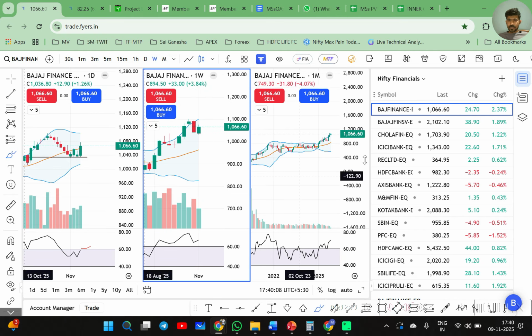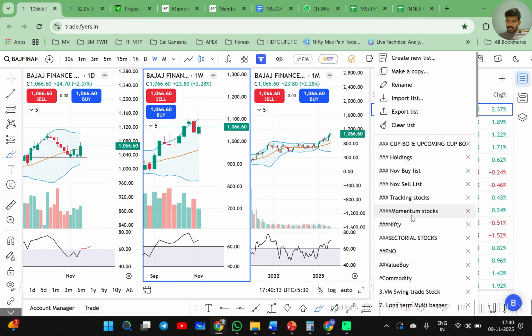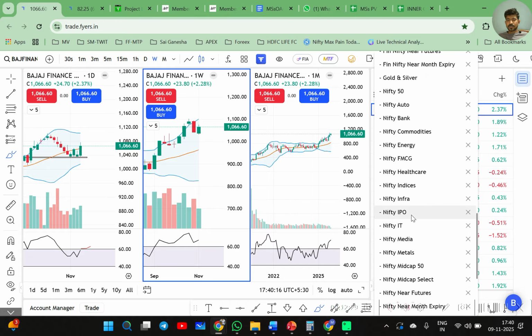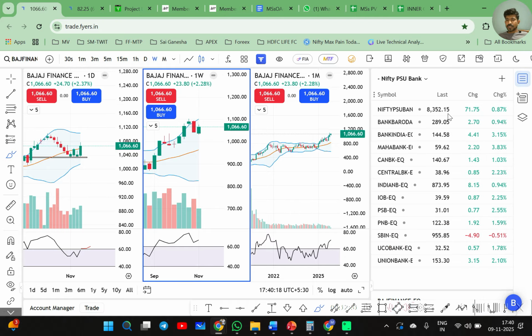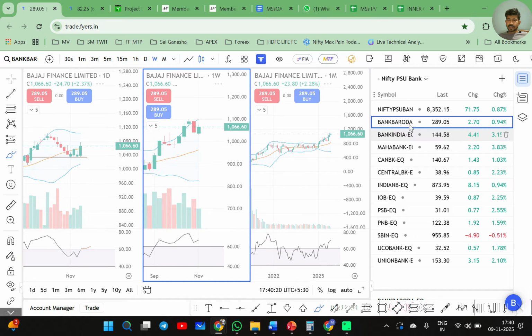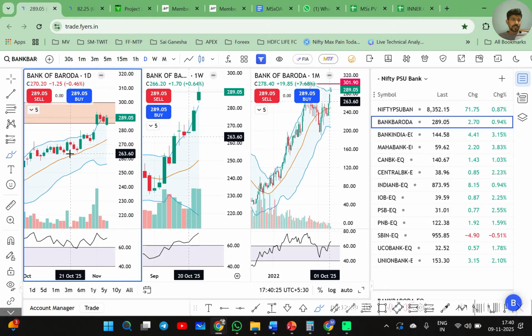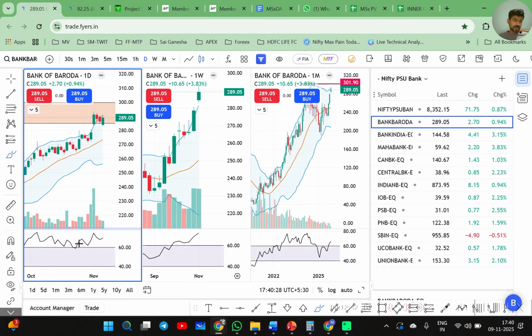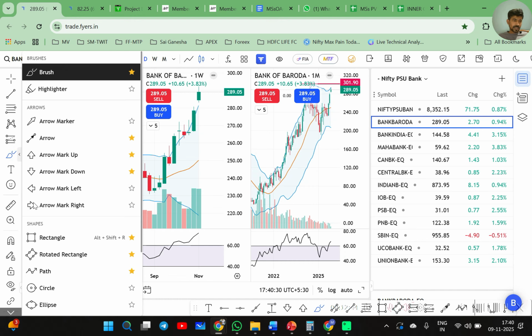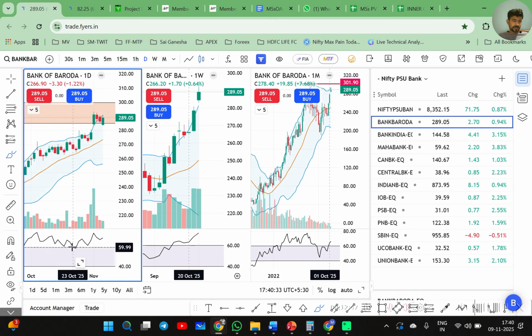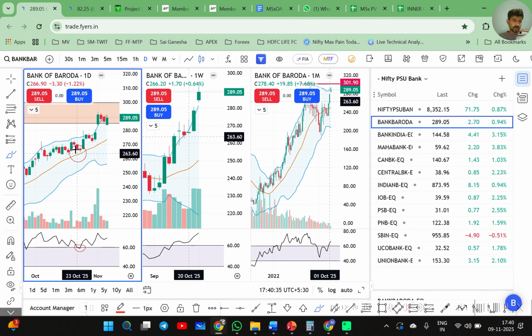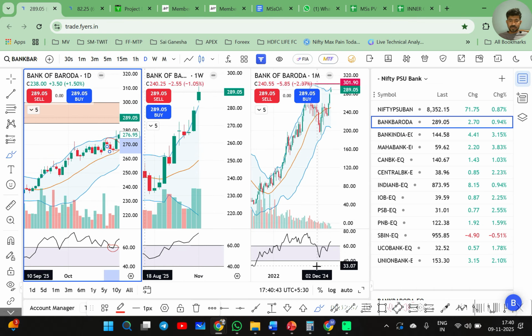Okay, similarly we have to go through all the stocks from finance, and after that we have to go for the PSU banks, right? There are top stocks which you have reviewed. Bank of Baroda, but what happened? Now we can't enter immediately, because whenever it comes near to 60, this is the opportunity where we are supposed to enter. If you add this stock at 270, then it is already in a good opportunity.